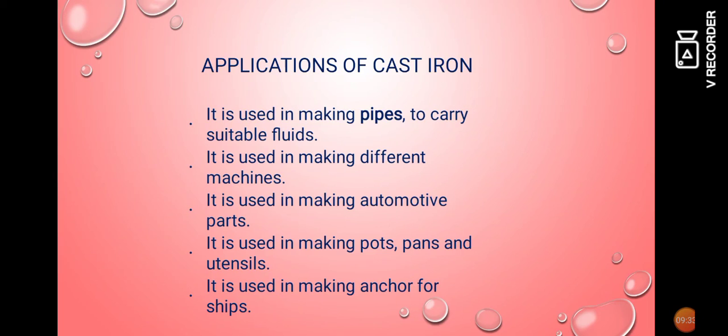Now let us see the various applications of cast iron. It is used in making pipes to carry suitable fluids. It is used in making different machines. It is used in making automotive parts. It is used in making pots, pans, and utensils. And also it is used in making anchors for ships.